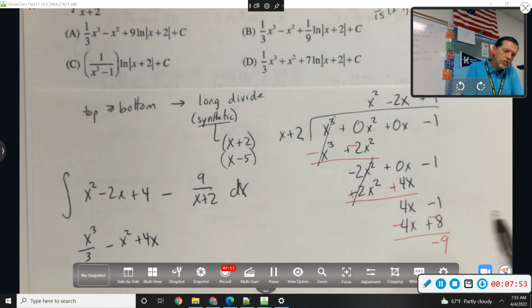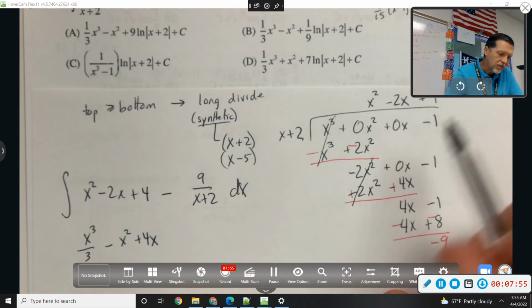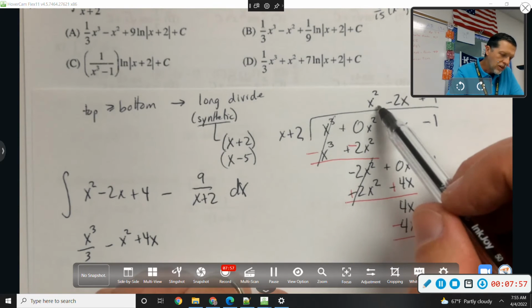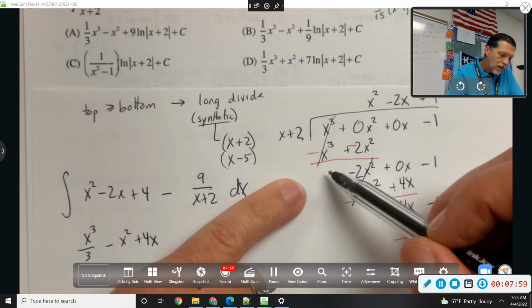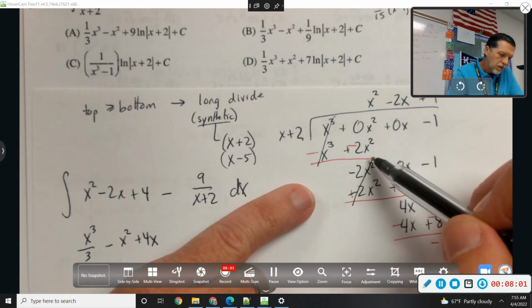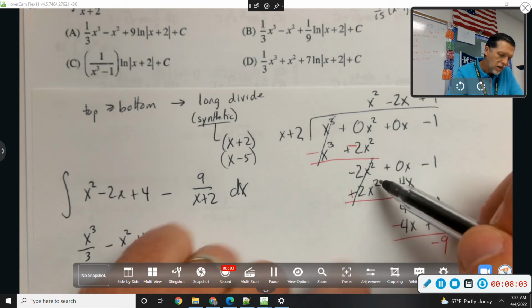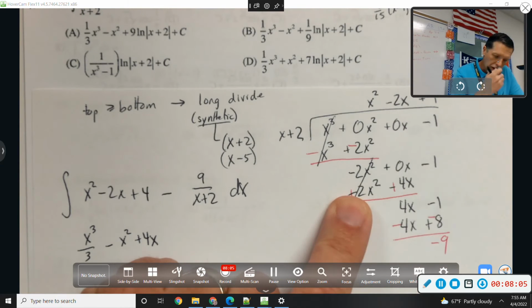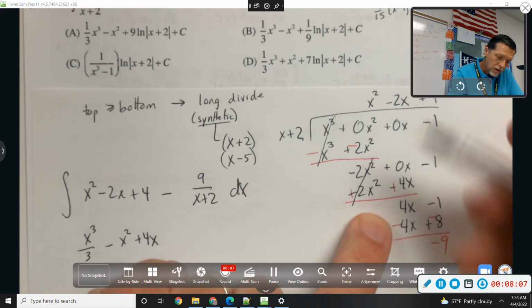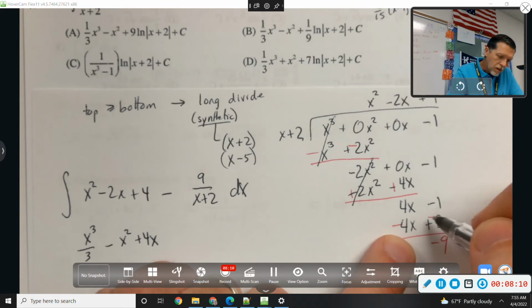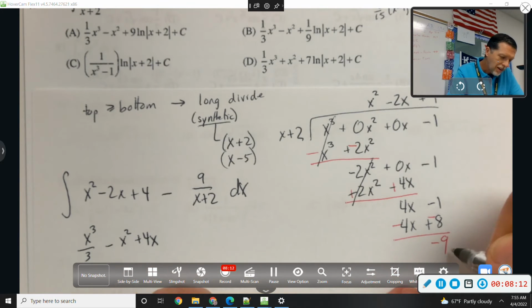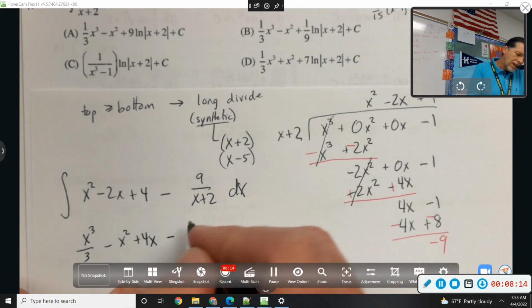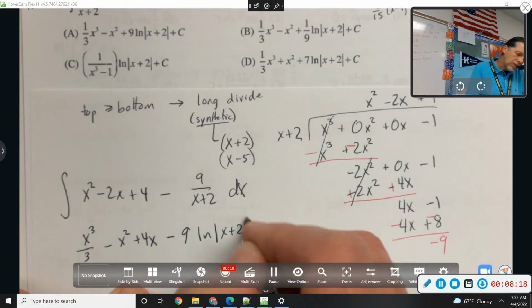Or is this answer choice wrong? Let's back up to my long division here. x squared times x plus 2, x cubed minus 2x squared, negative 2x would be negative 2x squared. I think I'm right. And this one is not bad. That's just going to be negative 9 natural log x plus 2.